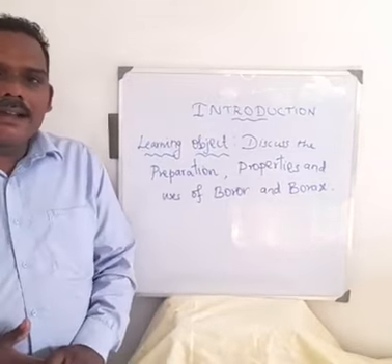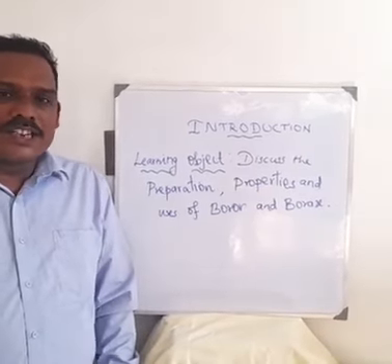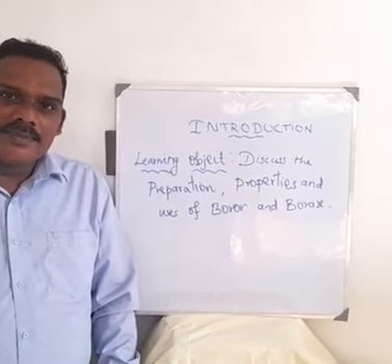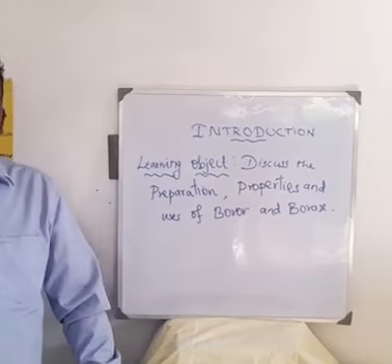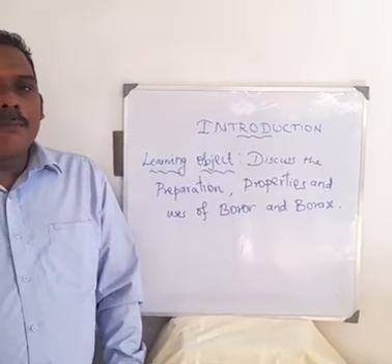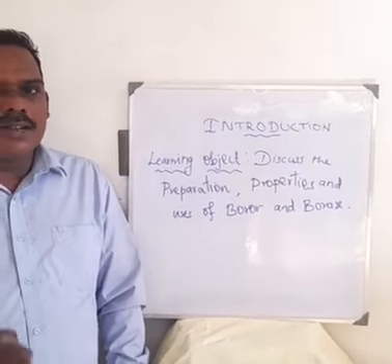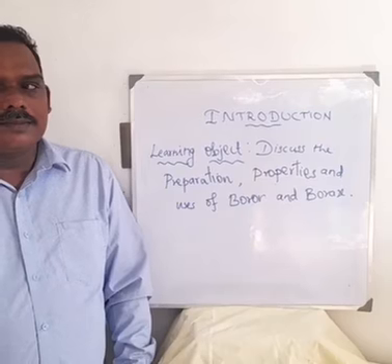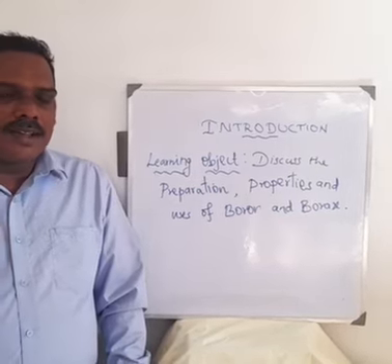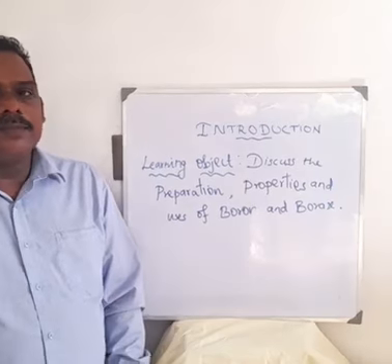What is the general electronic configuration of p block elements? Tell me. Okay, correct answer: ns2 np1 to 6. Which group has a completely filled orbital in the p block? Okay, group number 18. Okay.